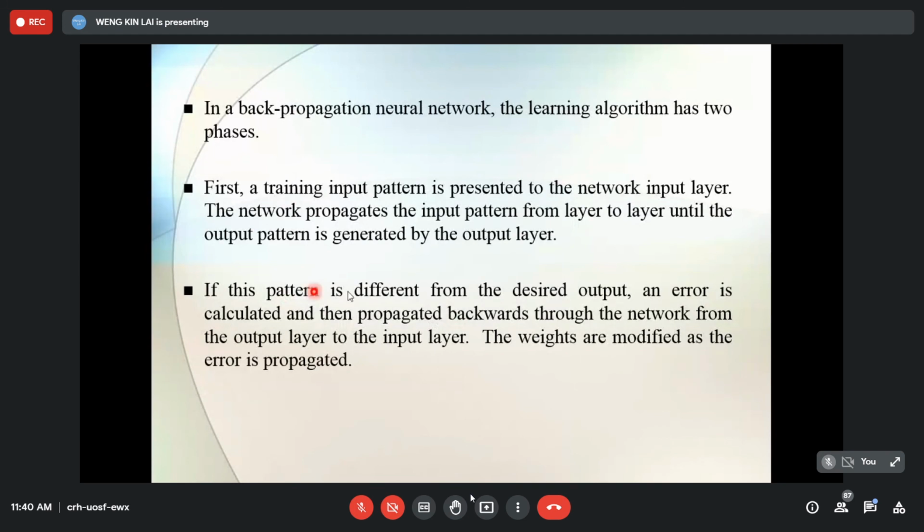No feedback. It's actually not feedback. The signal is not moved backwards. Only the error is moved backwards from right to left. Right? So this error is propagated backwards through the network from output layer to input layer.